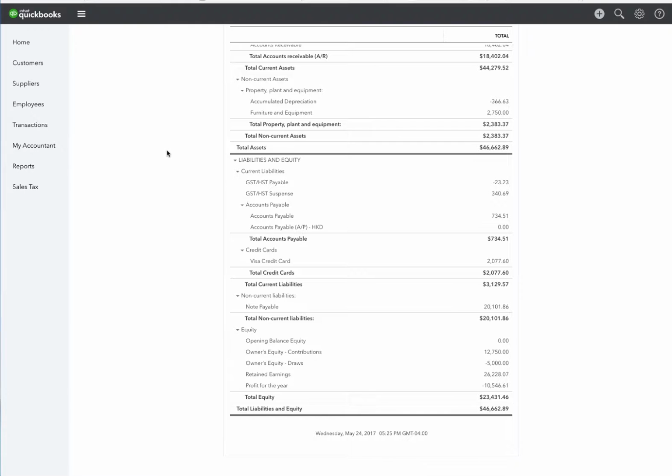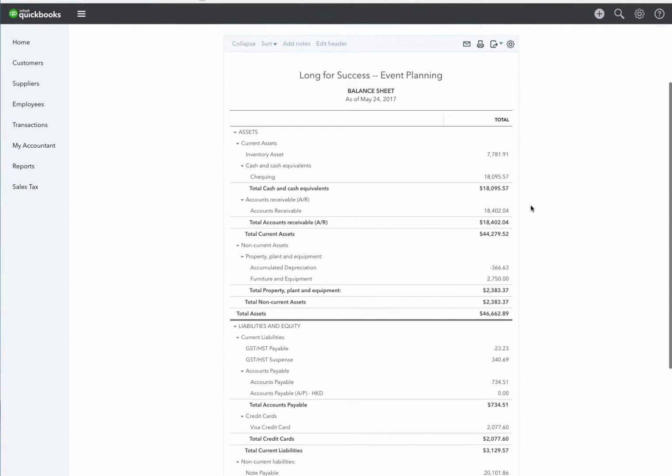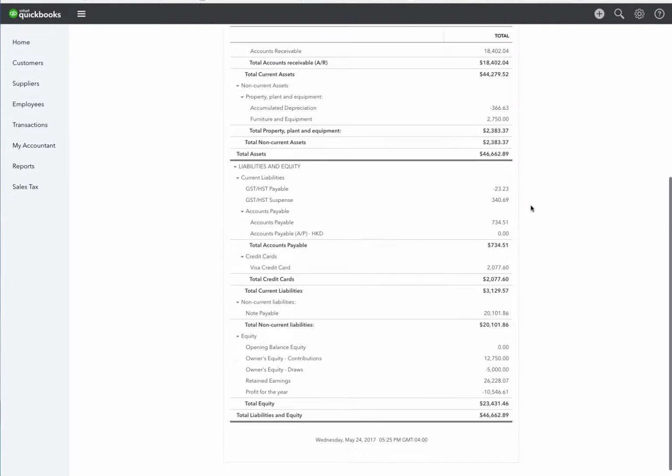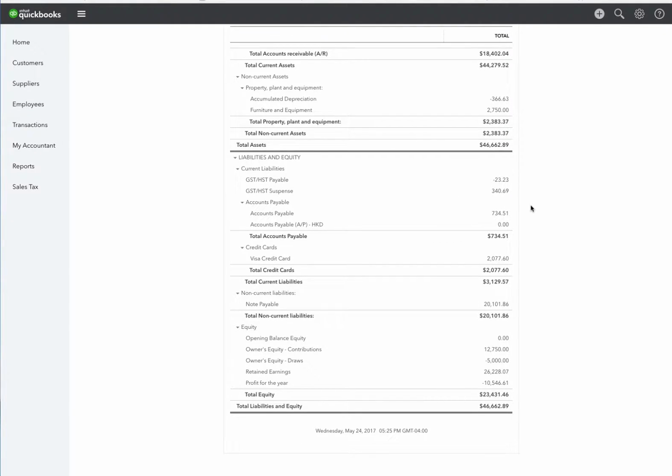Then that is how we record an owner's equity draw. It's much easier than paying yourself a payroll salary because there's all the source deductions that have to be sent to the government, etc., etc., etc. Anyway, I hope that I have taught you how to record an owner's equity draw.